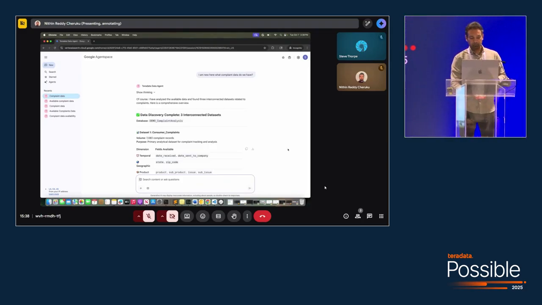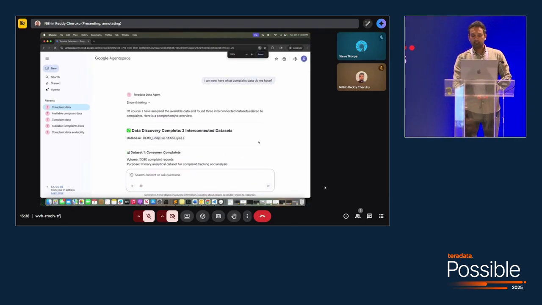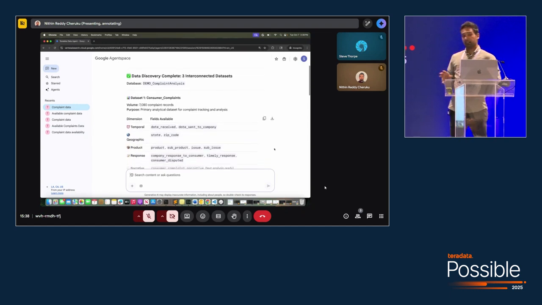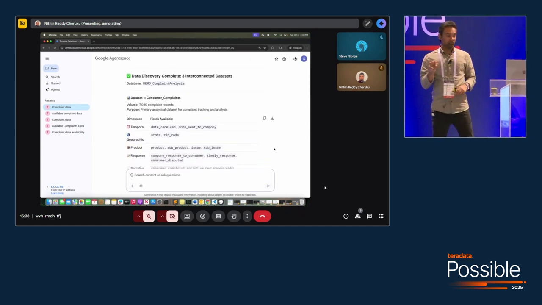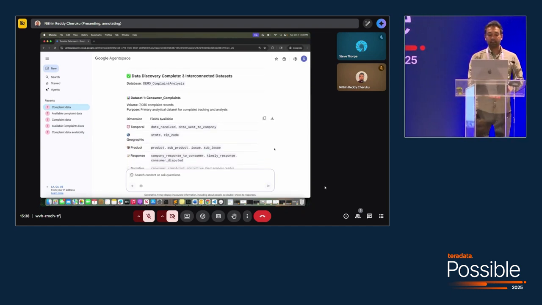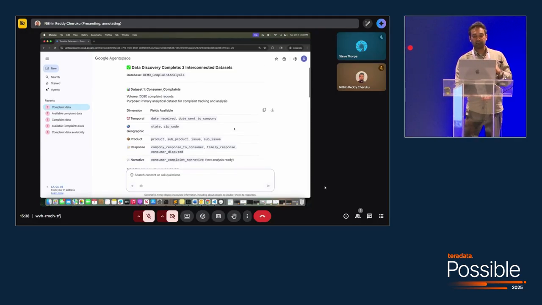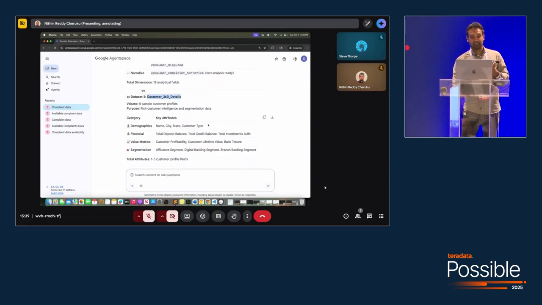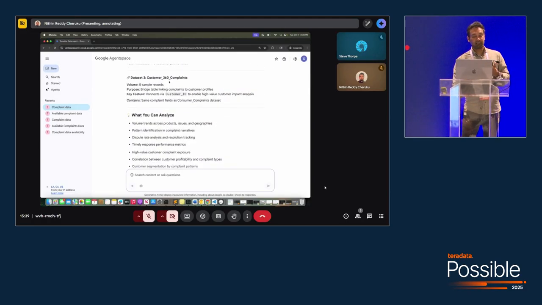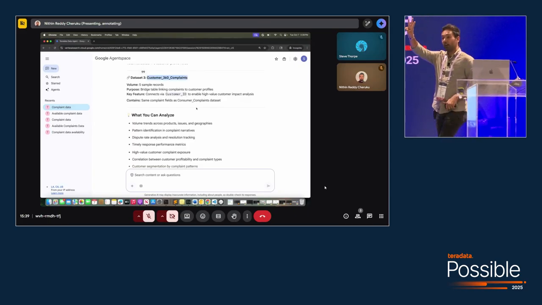So now, if you can see on the screen, the AI has completed it. It identified 3 data sets for me, and it also identified 7,080 complaint records. One is the consumer complaints, the second is customer 360 details, and the third is customer 360 complaints. These are the 3 tables it found.